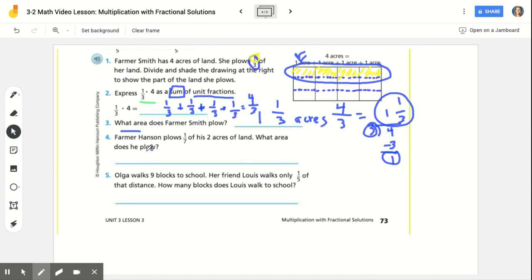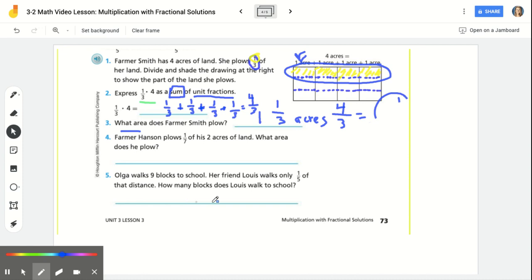Let's do number 4. Go ahead and read along with me. It says Farmer Hansen, oh my gosh, we're still working with farmers here. Farmer Hansen plows 1/7 of his 2 acres of land. What area does he plow? And we are going to use 2 ways to solve this problem. Let's draw a diagram and solve that way first, and then we'll use another way.